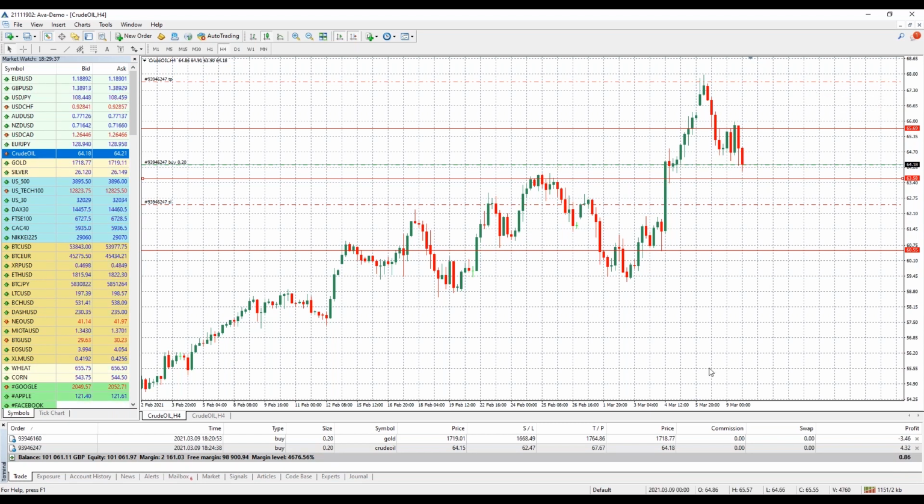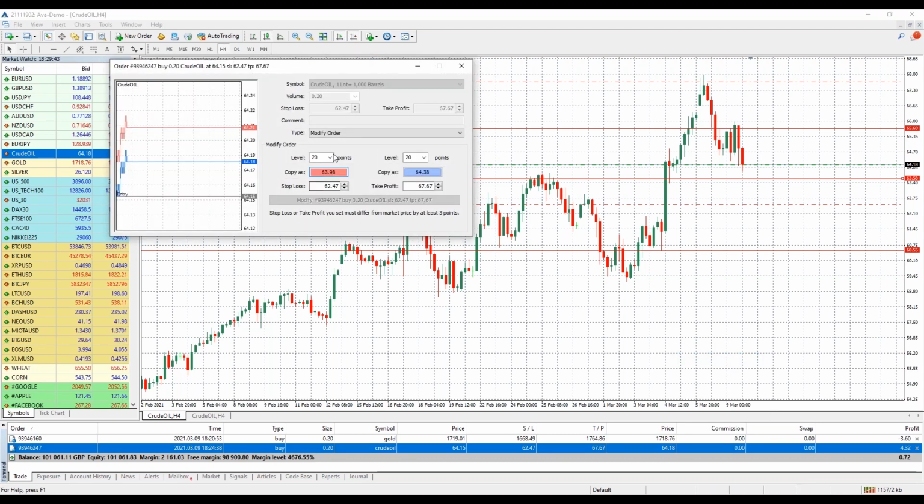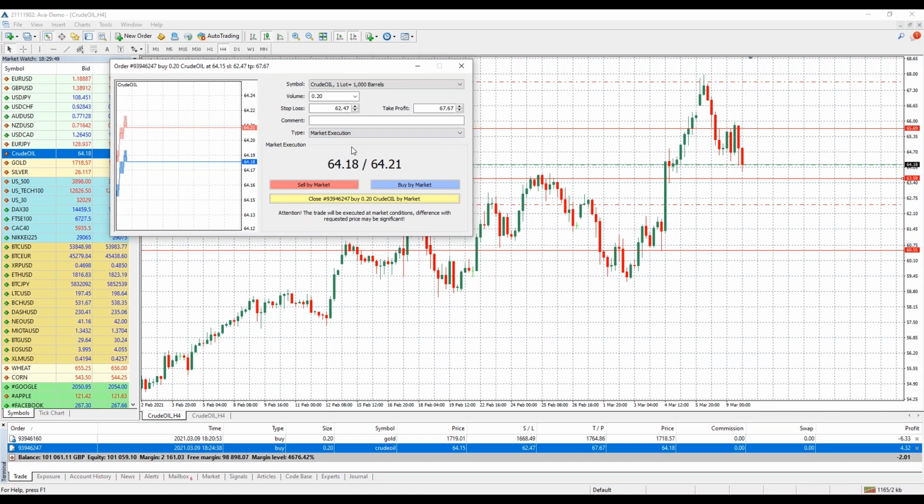If you're not sure how to do a partial close, you just right click over the open trade, go to modify or delete, and switch it from modify to market execution. Now all I have to do, before I click close, is change the trade size, so I could close half of it if I want. 0.10. Now it shows right here, close, order number, buy 0.10. So I'm closing 0.10 right now. When I close this, I pocket half the profit and half the trade will still be open, because I'm closing half of it.